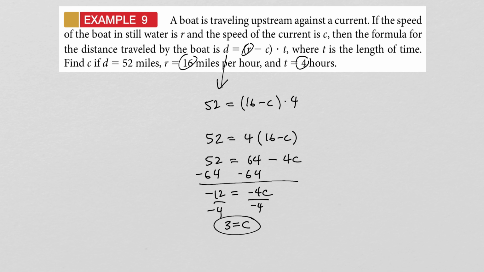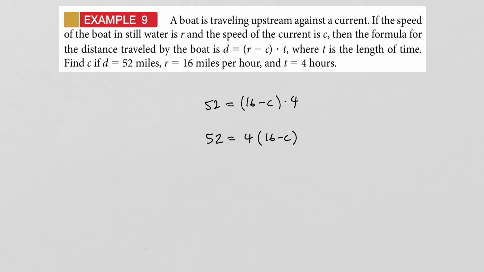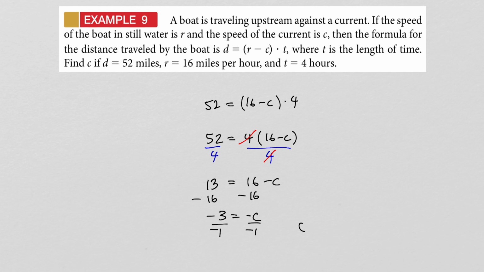But you can do it a little bit differently. So when we go to solve this equation right here, this 4 that's factored out, you could choose to divide by 4 in the beginning. And that would cancel that 4 out. And 52 divided by 4 would be 13 equals 16 minus c. And then from there, just subtract 16 from both sides. And that would give us negative 3 equals negative c. And then finally, if we divide both sides by negative 1, we get c equals 3. Both methods are fine, just want to give you options.